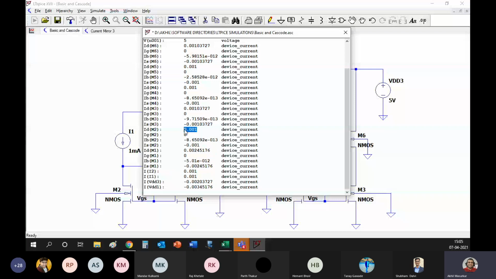But when I look at ID M4, this is 0.01, and if you look at ID M3, it is still 0.010. That means cascode current mirror has the ability to overcome channel length modulation. That means if you plan to make smaller transistors, so Mandar asked me why we cannot change the length.